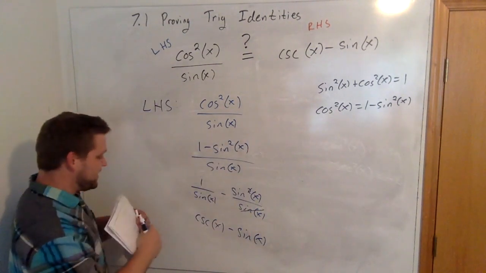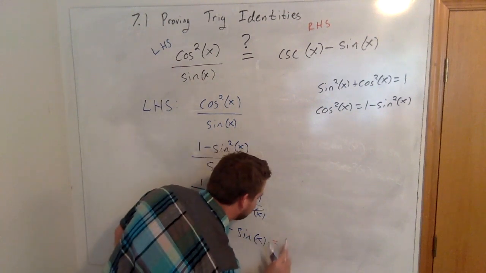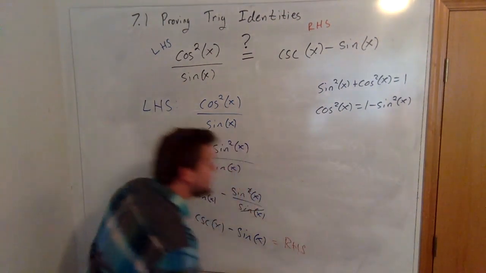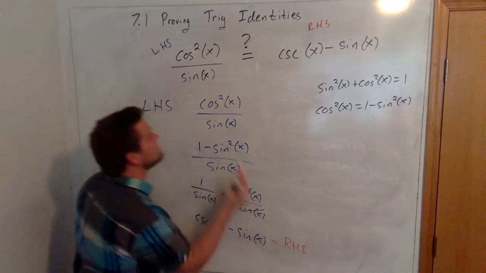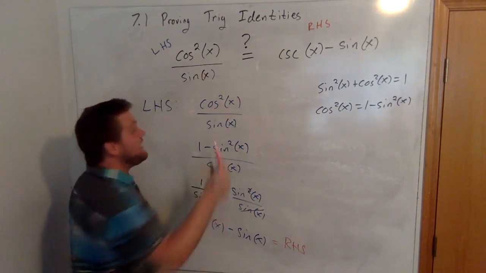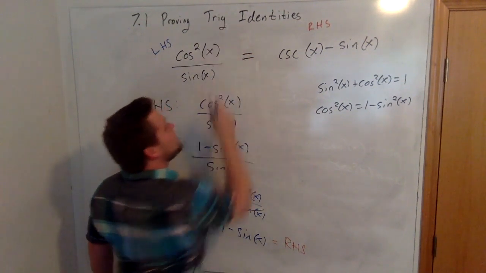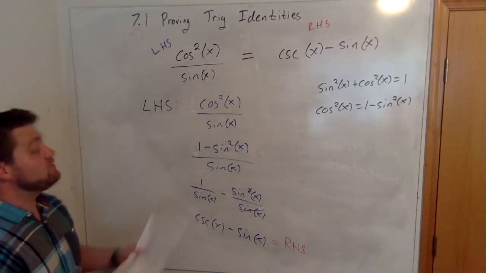It's the right-hand side. This is equivalent to the right-hand side. And we're done. I showed that the left-hand side is equivalent to the right-hand side. So are these equal? Yes, they are equal. Get rid of that question mark. We're finished. We've done the proof.